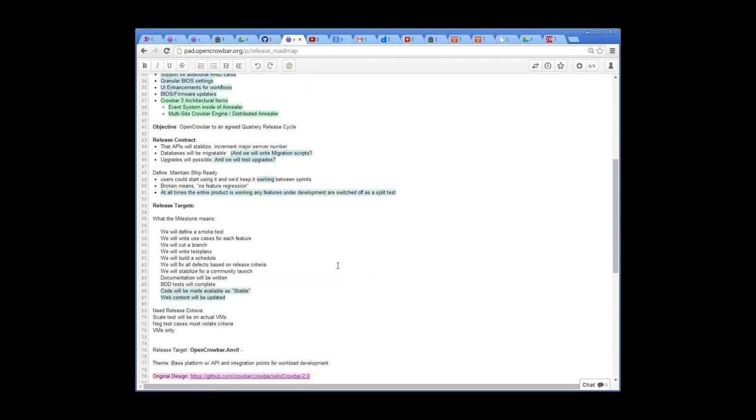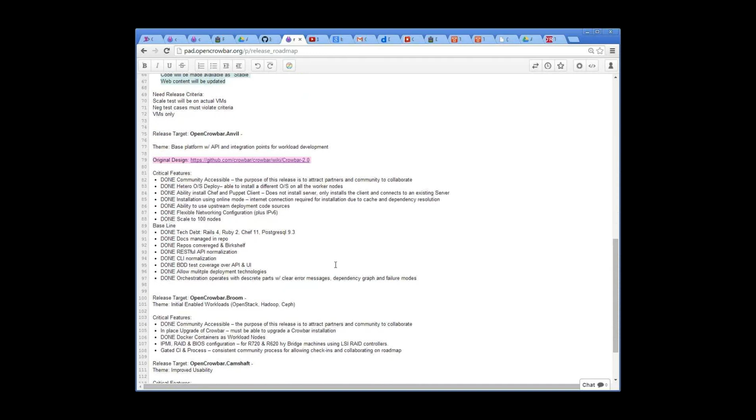Yeah, I was kind of wondering what was up with the request for Cloud API stuff. That doesn't seem like it really fits into what we want Crowbar to do.